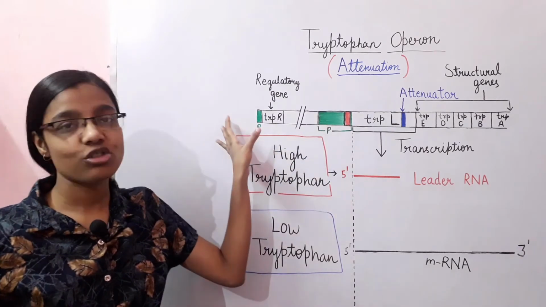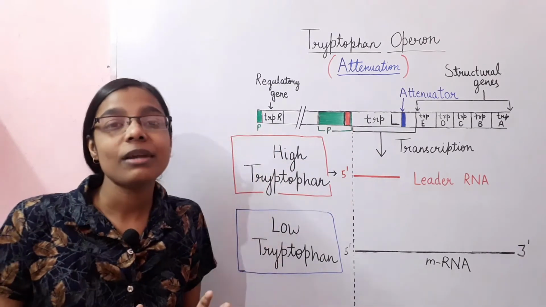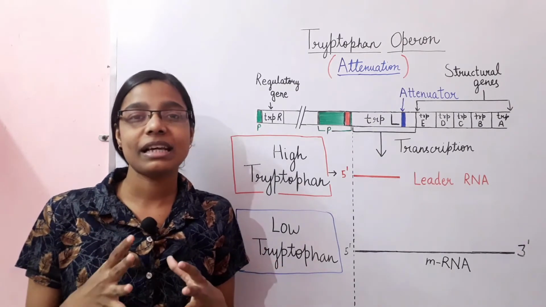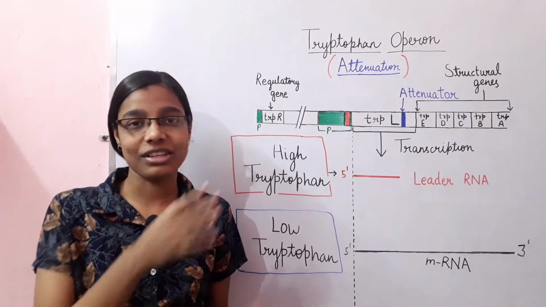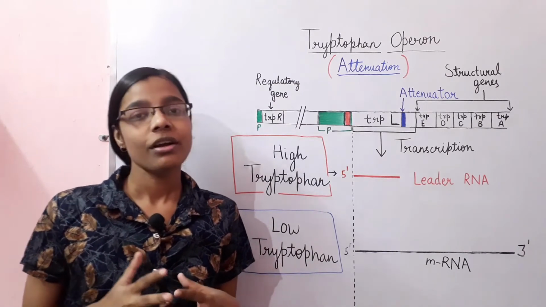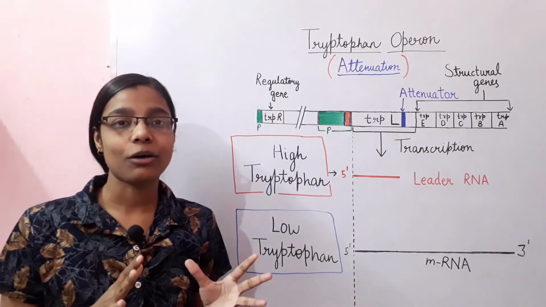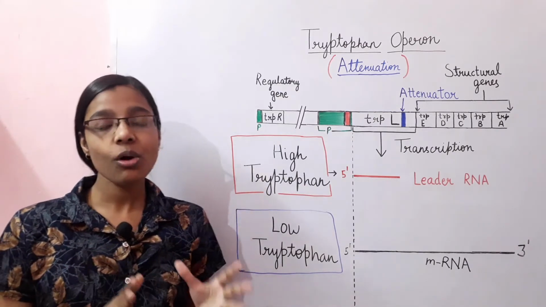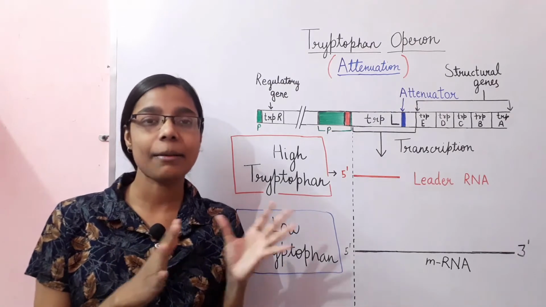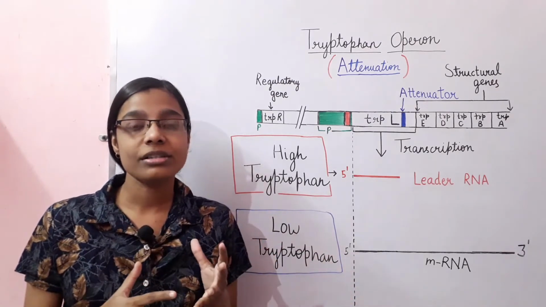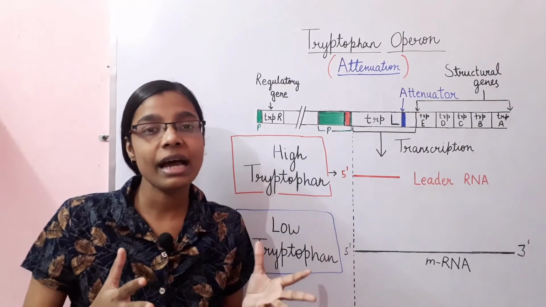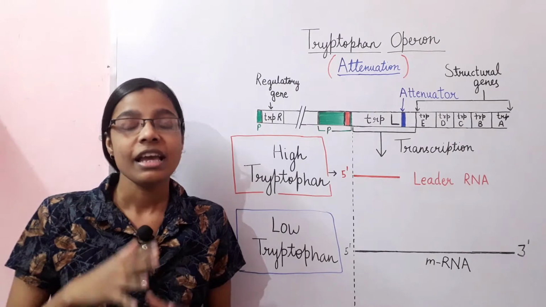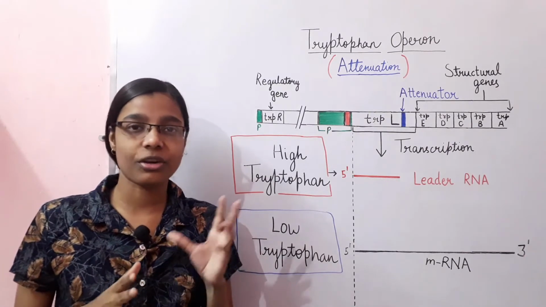Moving further, it consists of a regulatory gene. A regulatory gene is a gene that encodes a protein, which is the repressor protein, as we have discussed earlier in our previous video. Now we are going to discuss the second level of regulation, that is attenuation. Attenuation is the process that involves the continuation or the inhibition of transcription as well as translation in response to the levels of tryptophan.